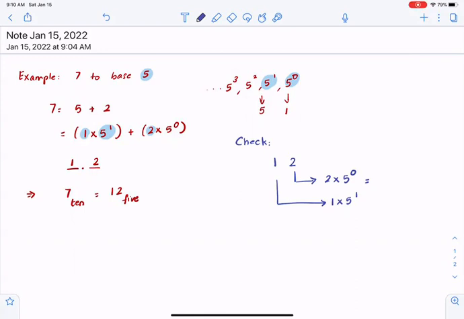2 multiplied by 5 raised 0. 5 raised 0 is 1. So 2 times 1 is 2. 1 times 5 is 5. Add them together, we get 7. So it works out. We have the correct answer.